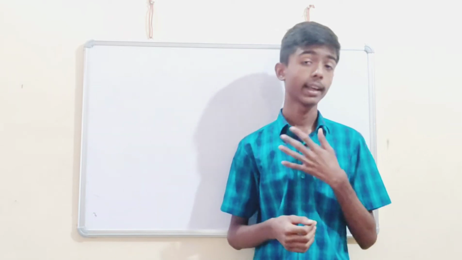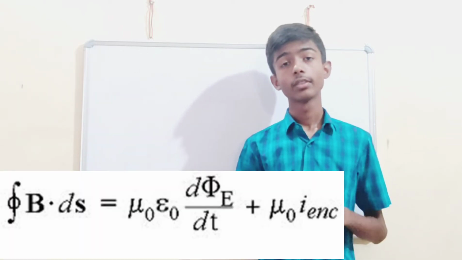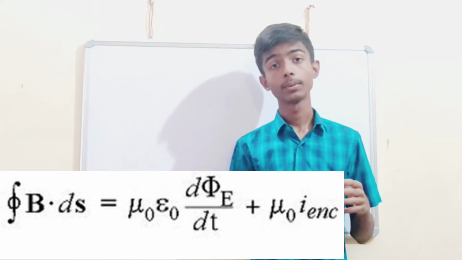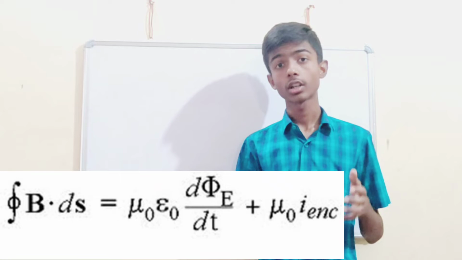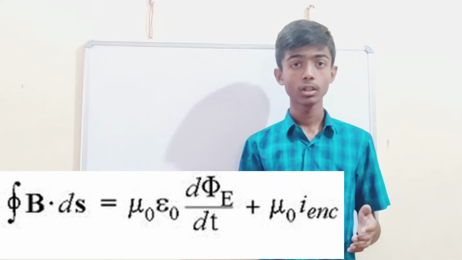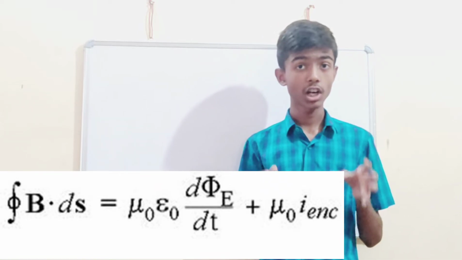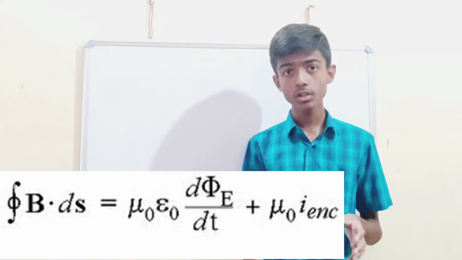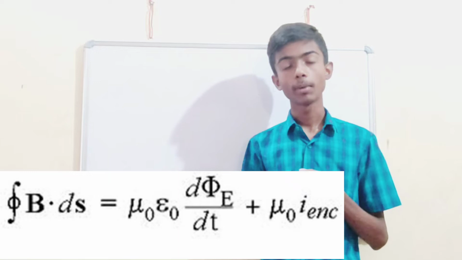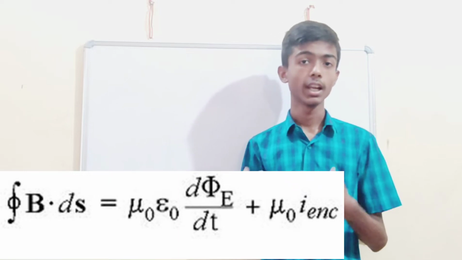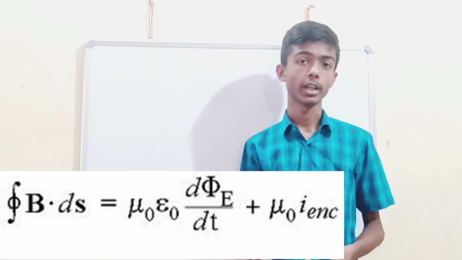Now, Ampere's law in its integral form looks something like this. This basically tells us that the line integral of the magnetic field along a closed path is equal to mu naught multiplied by the electric current enclosed, plus mu naught multiplied by epsilon naught multiplied by the rate of change of electric flux with respect to time.